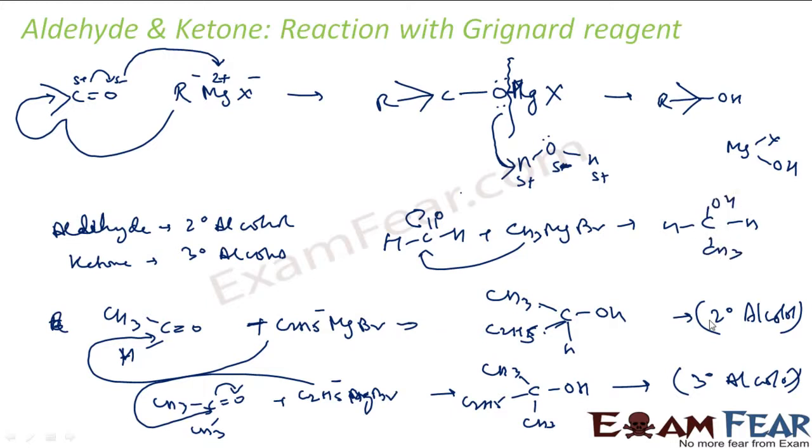So I get 1 degree or 2-degree alcohol. If it is formaldehyde, I get 1 degree. If it is any other aldehyde, I get 2-degree alcohol. For ketones, I always get 3-degree alcohol. This is the reaction mechanism. Pretty easy reaction mechanism. We have seen this kind of reaction so many times. The good thing about Grignard reagent is R minus is a very good nucleophile.